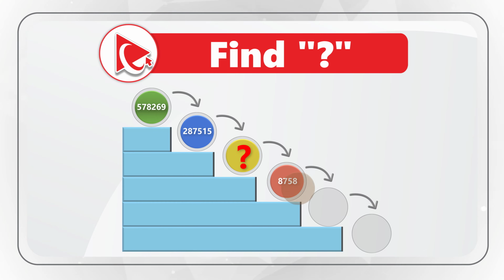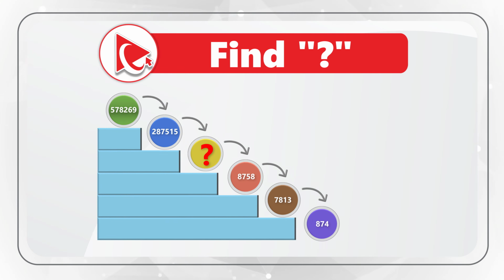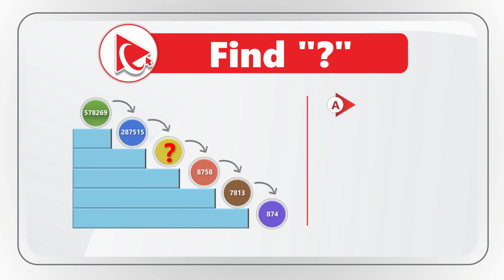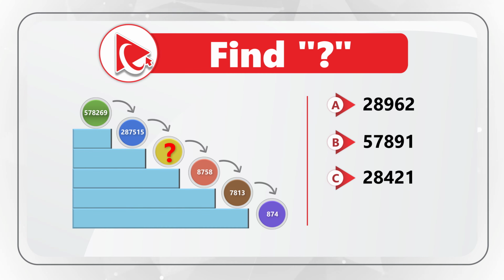As it rolls, we see the brown ball with the numbers 7, 8, 1, 3. And then as it continues to roll to the last step, it's a purple ball with the numbers 8, 7, 4 inside. We need to calculate the missing number and select out of 4 possible choices. Choice A, 28,962. Choice B, 57,891. Choice C, 28,421. And last but not least, choice D, 57,826.